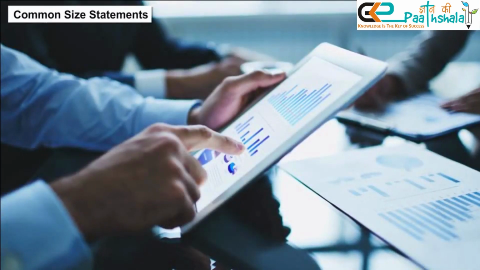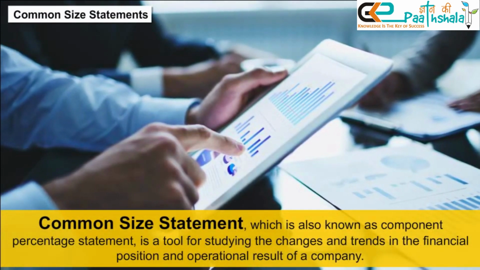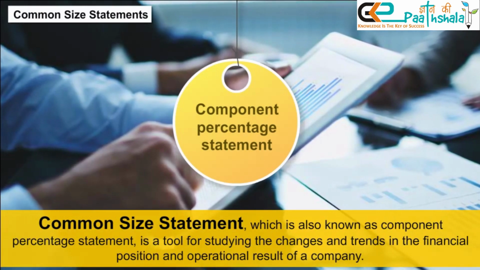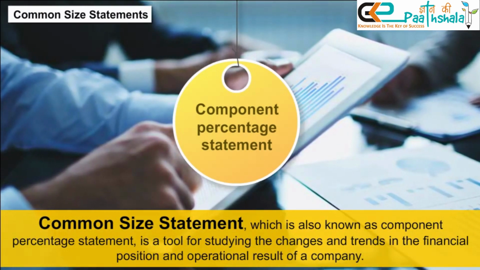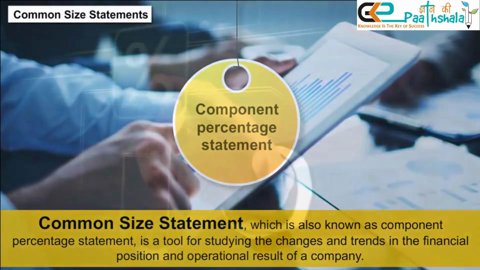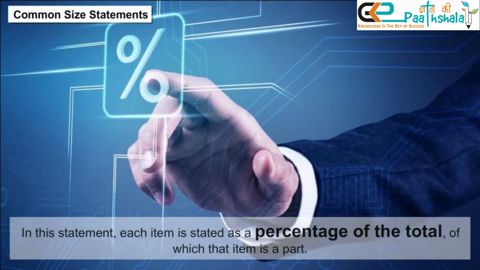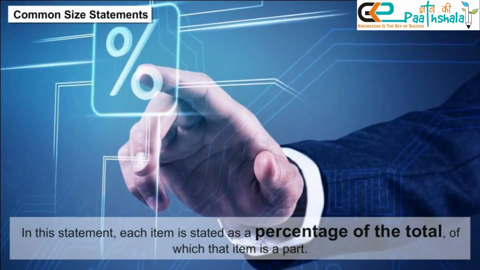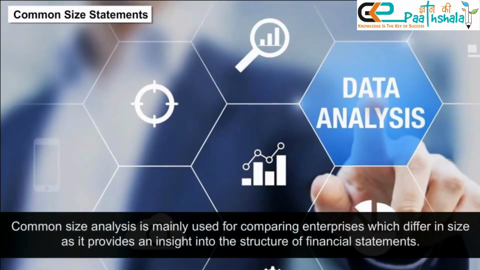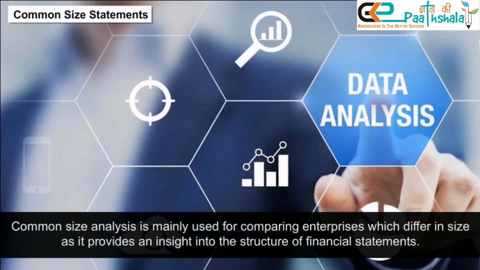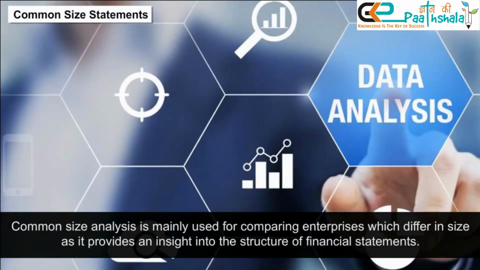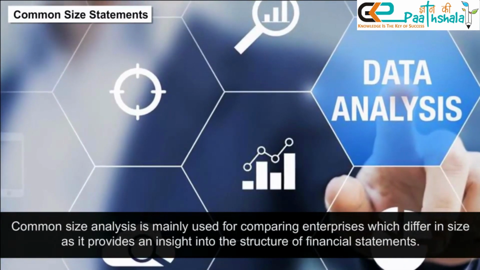Common size statement. Common size statement, which is also known as component percentage statement, is a tool for studying the changes and trends in the financial position and operational result of a company. In this statement, each item is stated as a percentage of the total, of which that item is a part. Common size analysis is mainly used for comparing enterprises which differ in size, as it provides an insight into the structure of financial statement.